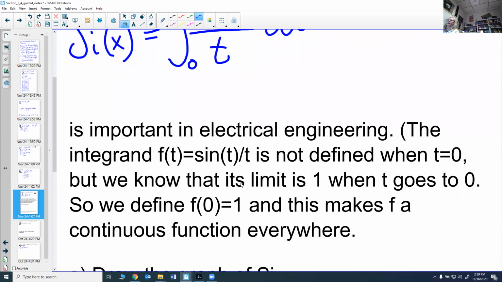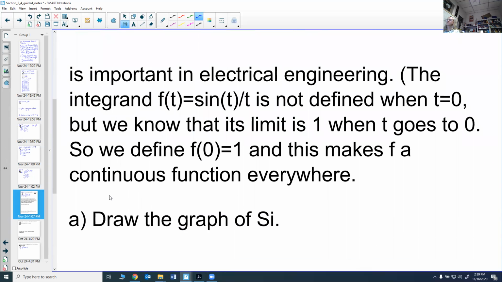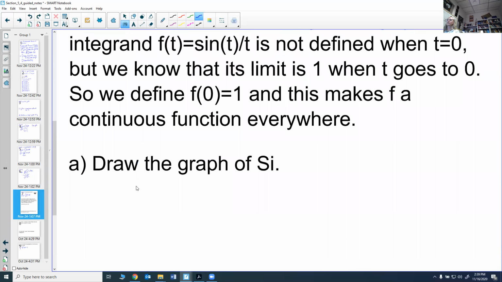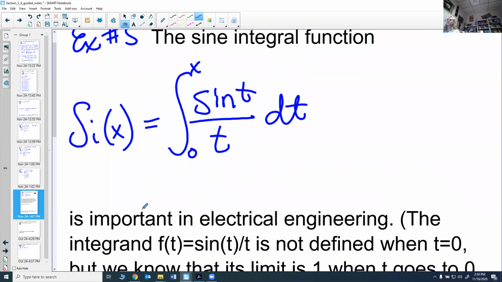We don't know what this value is, but the integrand f of t, sine of t over t, is not defined when t equals 0, but we know that it has a limit of 1 when t goes to 0. So we can define f of 0 to be 1, and this makes f a continuous function everywhere. So we can draw the graph of this. But again, we're going to figure out what this integral is.